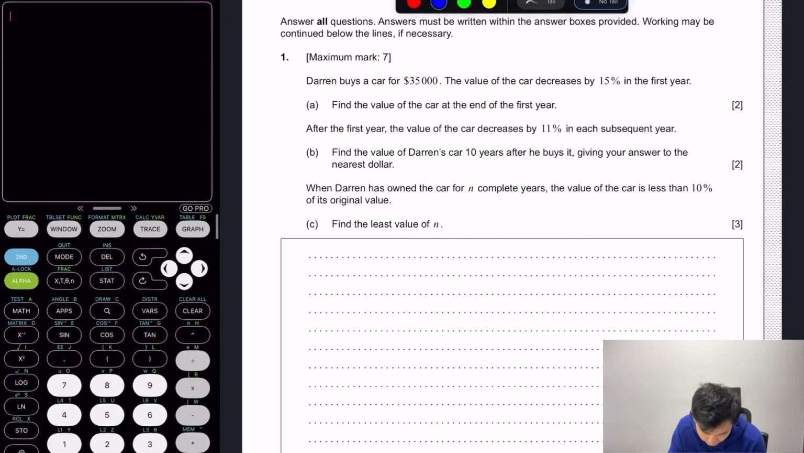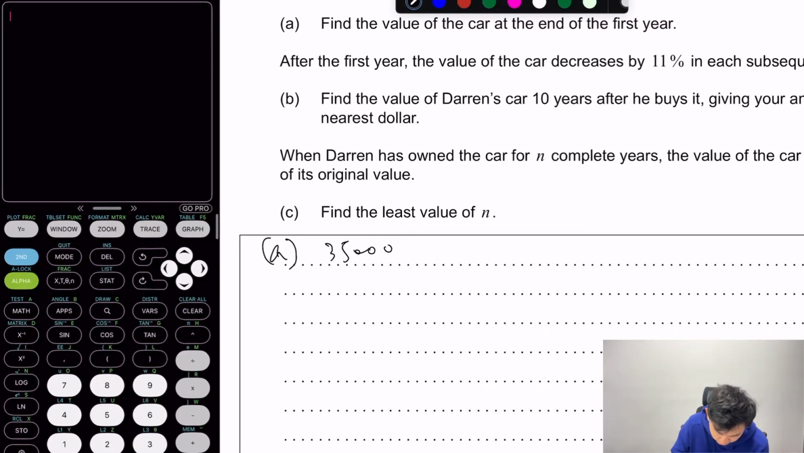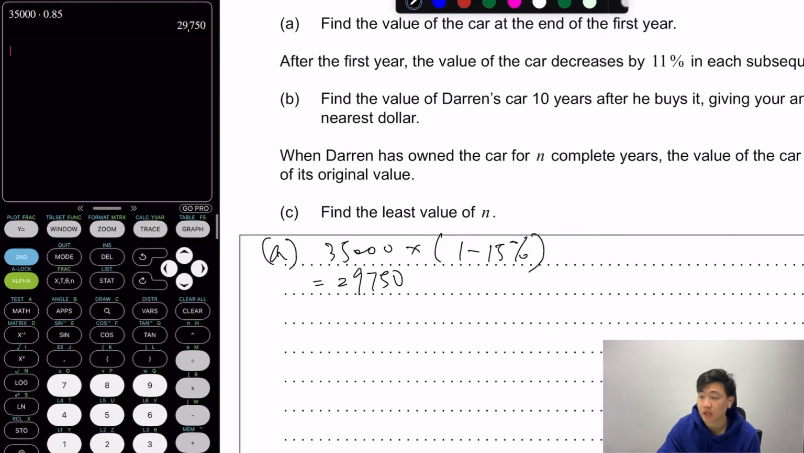Let's read it together. Darren buys a car for 35,000. The car decreased by 15% in the first year. Calculate the car value after the first year. So we can calculate quickly: 35,000 times 1 minus 15%, right? So you use your calculator, 35000 times 0.85 because that's 85%, right? So you're gonna have 29750. Okay, so that one is a pretty correct answer.